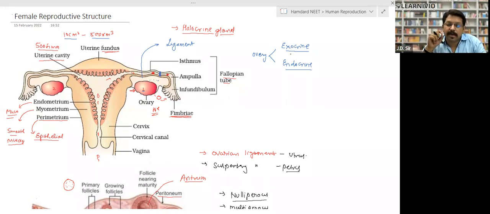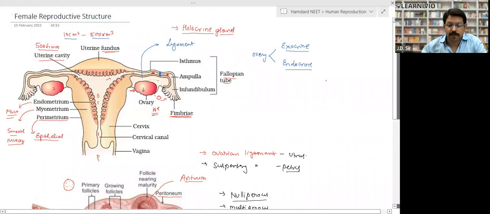So endocrine glands are those glands which secrete hormones, and they do not have a duct. They directly release hormones into blood, and with the help of blood, hormones reach the target organ. Exocrine glands basically secrete enzymes, or some other function other than hormone secretion, right? Here the ovary has both kinds of function.